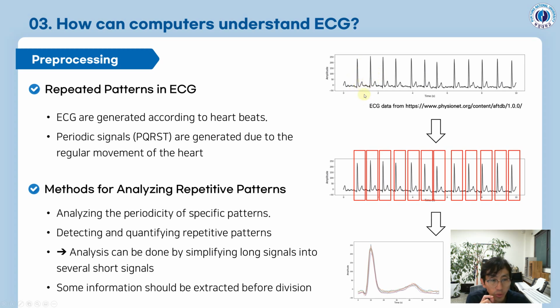PQRST wave. To understand the signals and to make AI models learn these patterns, we may separate these signals one by one, and then we can accumulate them and draw them in one figure. Then we can see they are very similar but slightly different. So from this shape we can estimate the condition of our hearts.